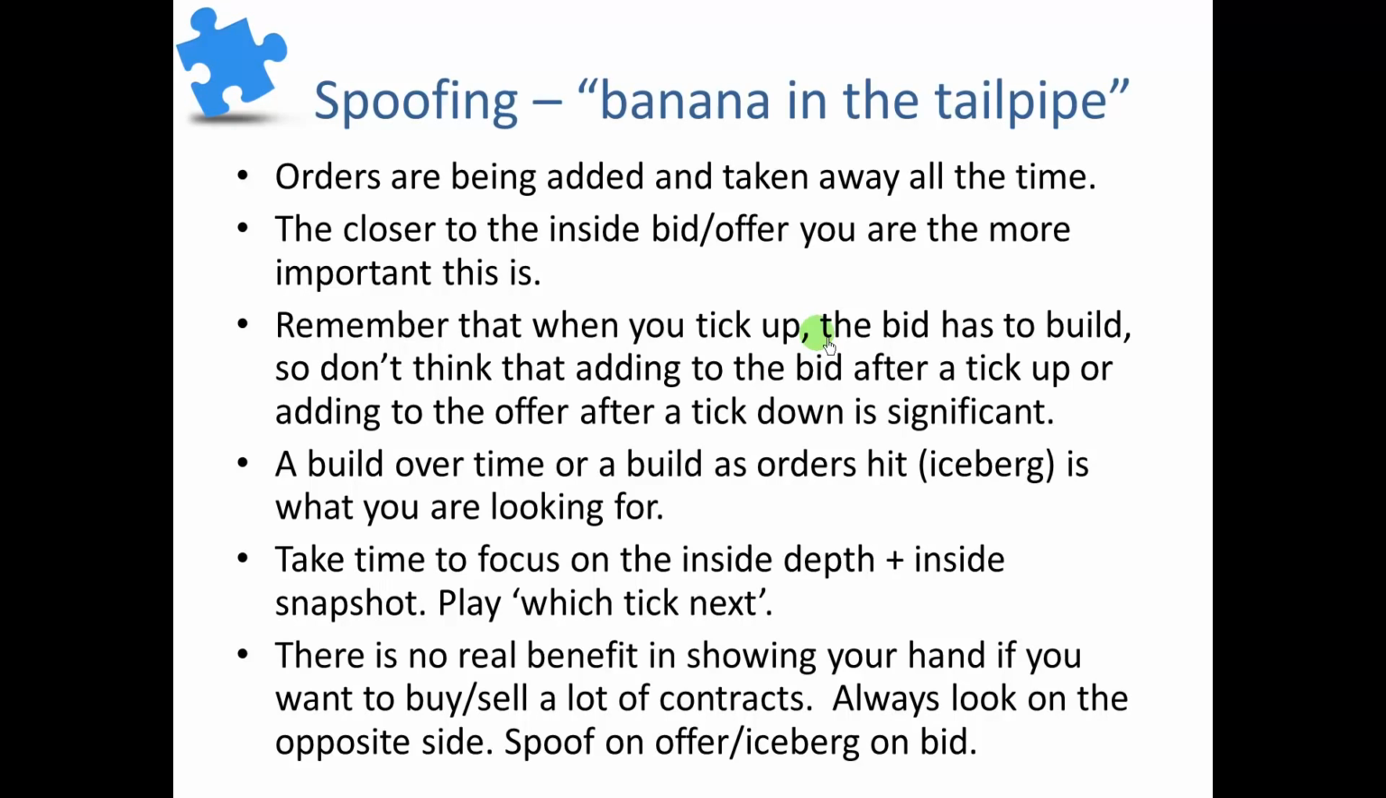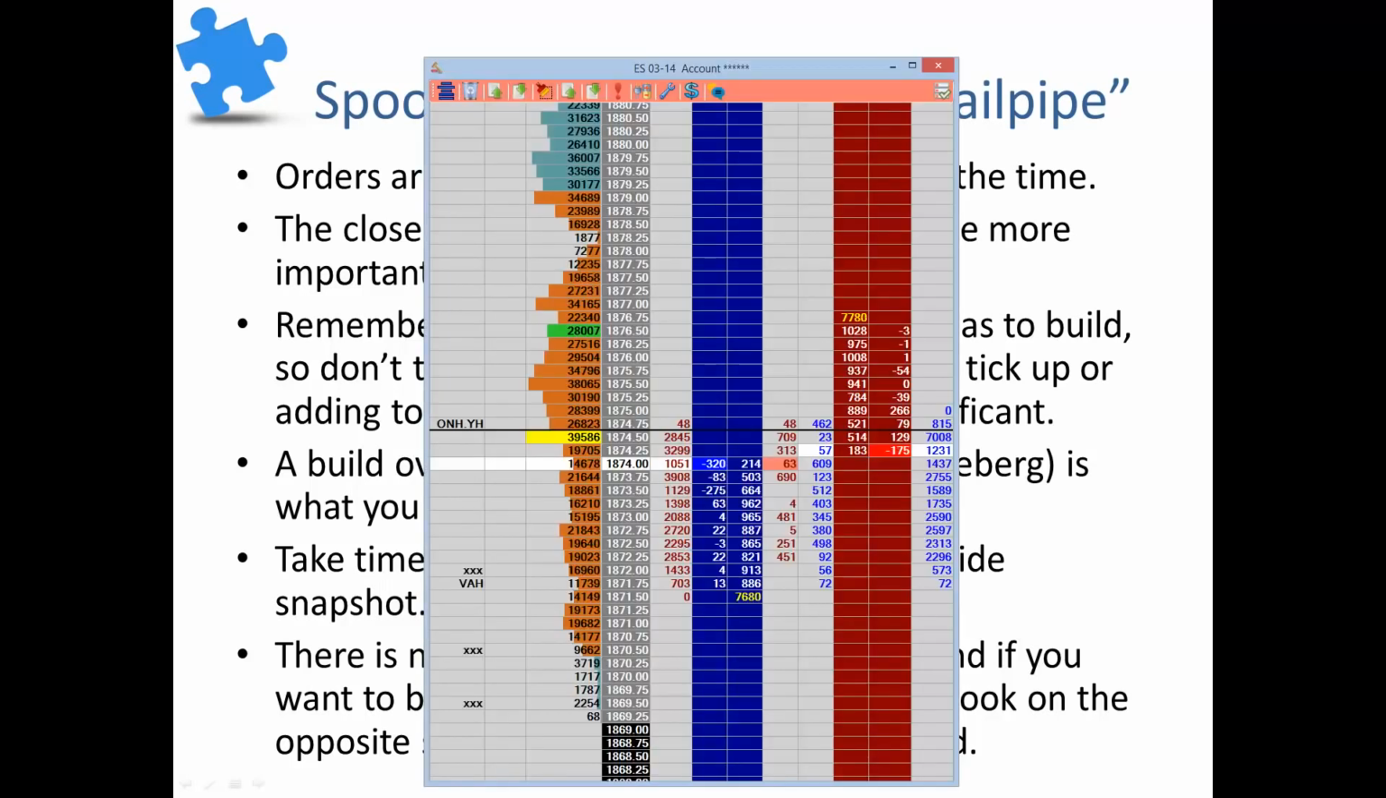So adding orders to a bid and offer over time at the inside bid and offer is what is significant. Now, to train your eye to this, you're going to watch the inside bid and inside offer, and you're going to watch a snapshot. There's a game called Which Tick Next. And I'm going to predict that, silly as it sounds, 70 to 80% of the time, you're going to be able to tell if the market's going to tick up or down next.